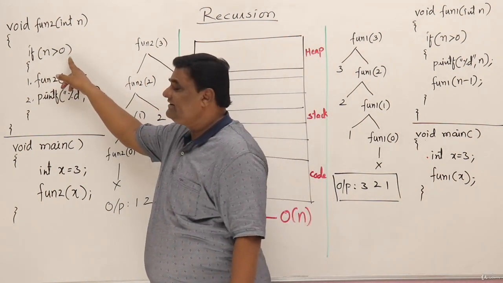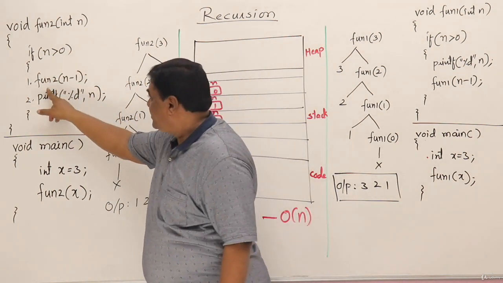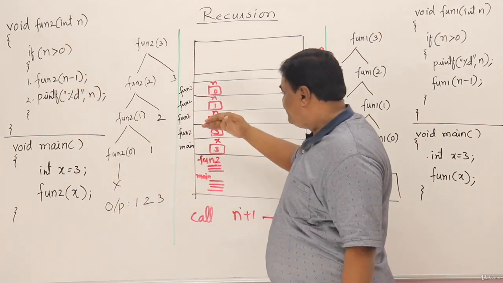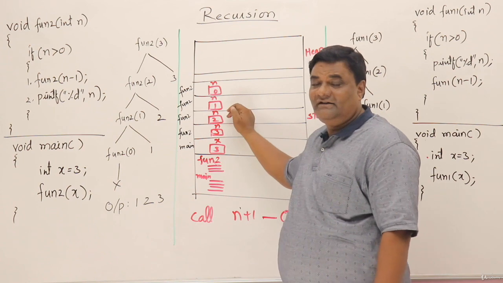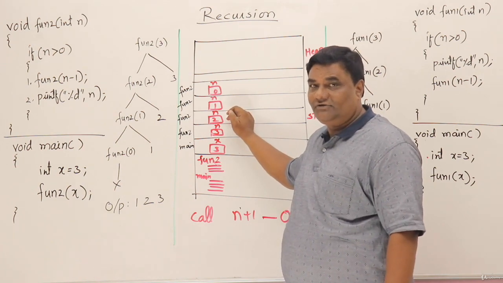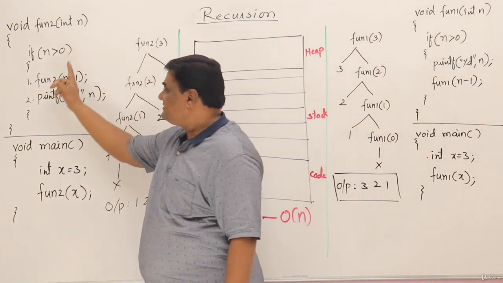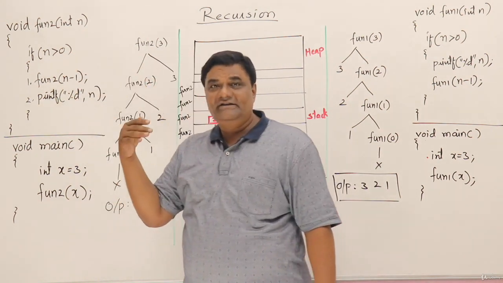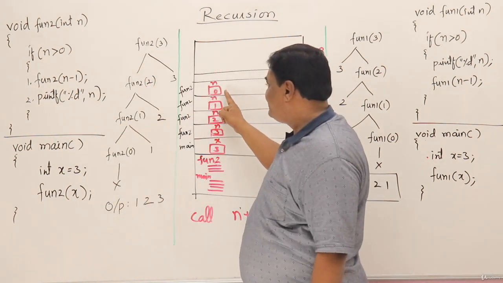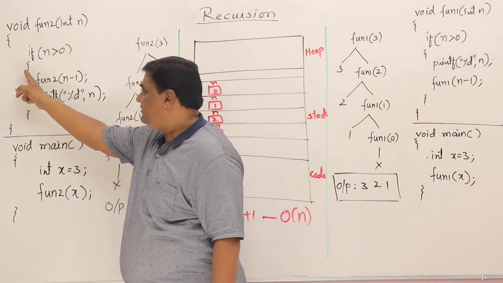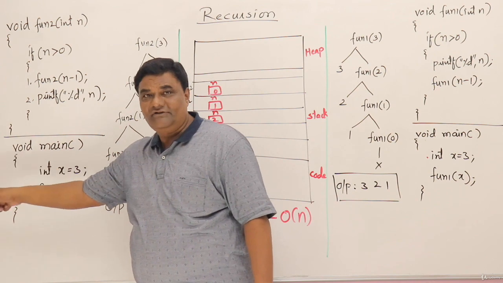Now n is greater than 0? Yes. Then call again. So again it will call with n minus 1. So a new call will create this activation record with n equal to 2. Then again it will call. Then again it will call. See, because the first statement is the call, it's calling itself every time. When n is equal to 0, 0 is not greater than 0, so it will not enter the if block and will come out of the function.